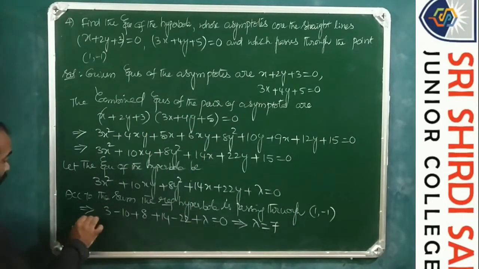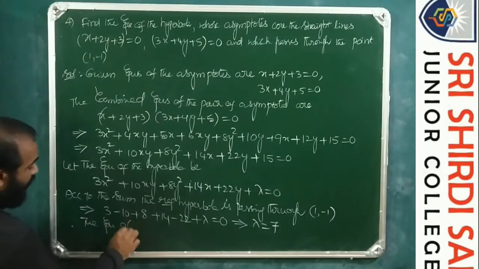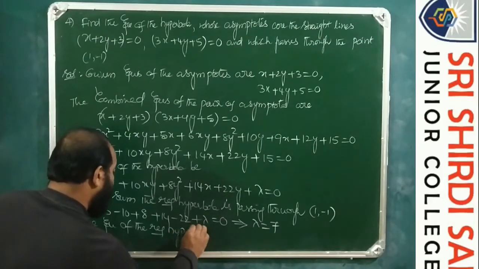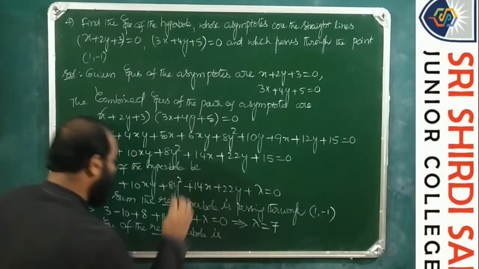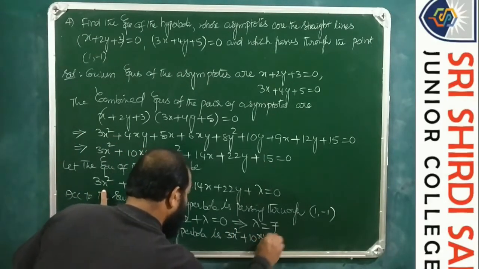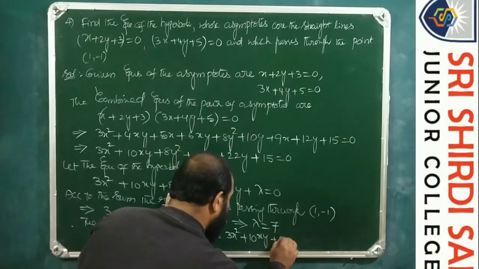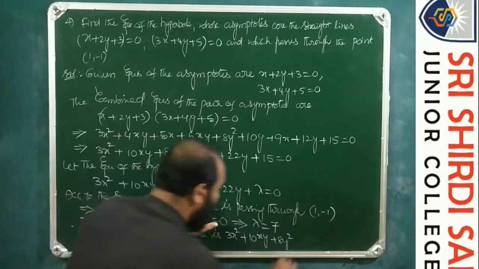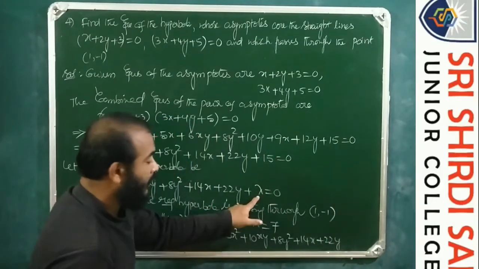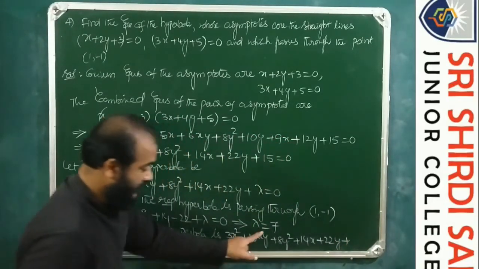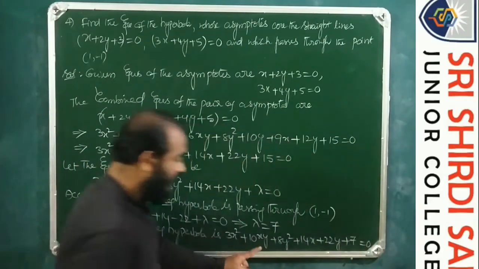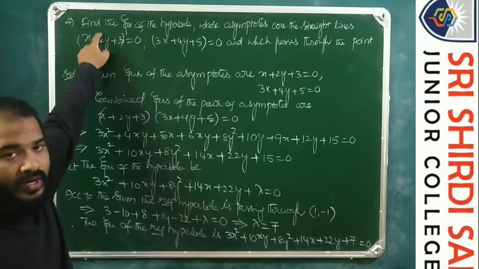Therefore, the equation of the required hyperbola is 3x square plus 10xy plus 8y square plus 14x plus 22y plus, in the place of lambda I substitute 7, equals 0. So this is the equation of the required hyperbola.